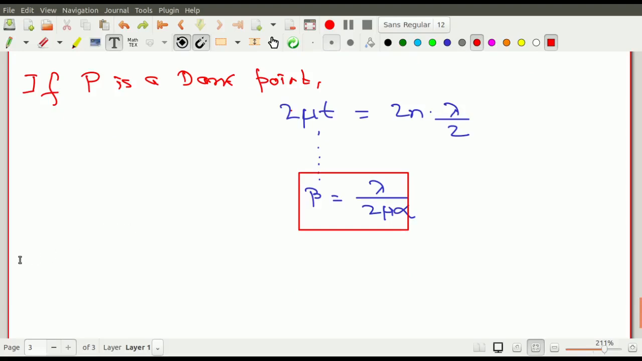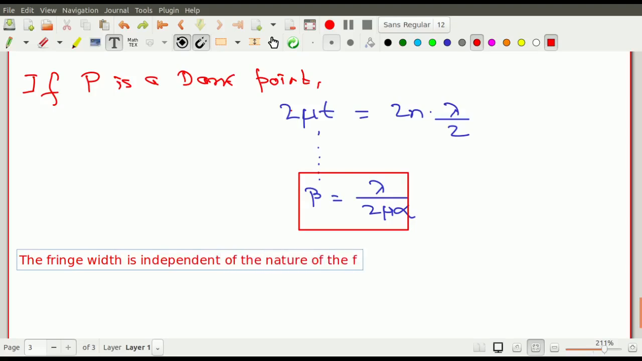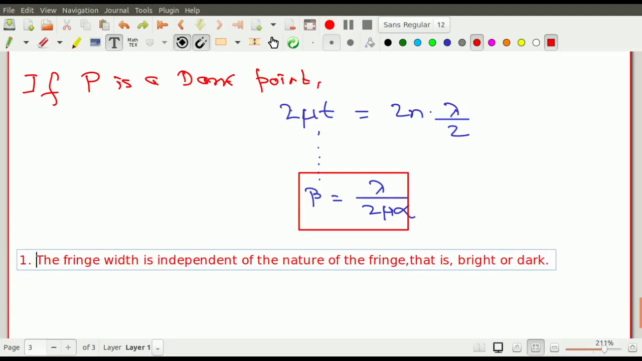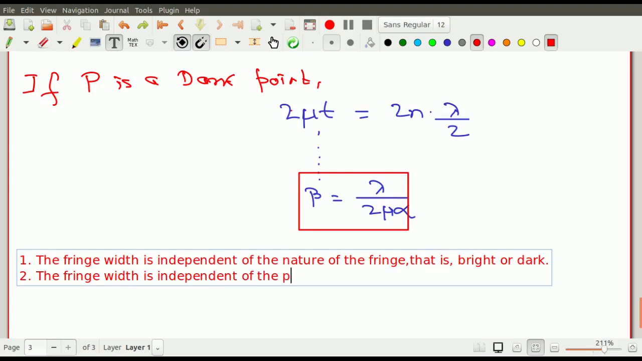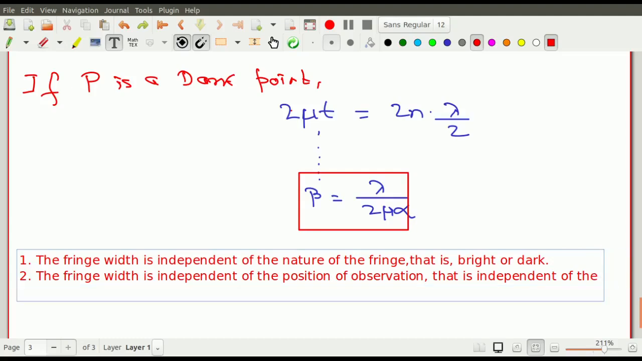তাহলে এখান থেকে তোমার কনক্লুশন কি, so here the conclusion is the fringe width is independent of the nature of the fringe, that is bright or dark, independent of the nature of the fringe, এটা হচ্ছে 1 number point, আর একটা হচ্ছে number 2, the fringe width is independent of the position of observation, that is independent of the order number.